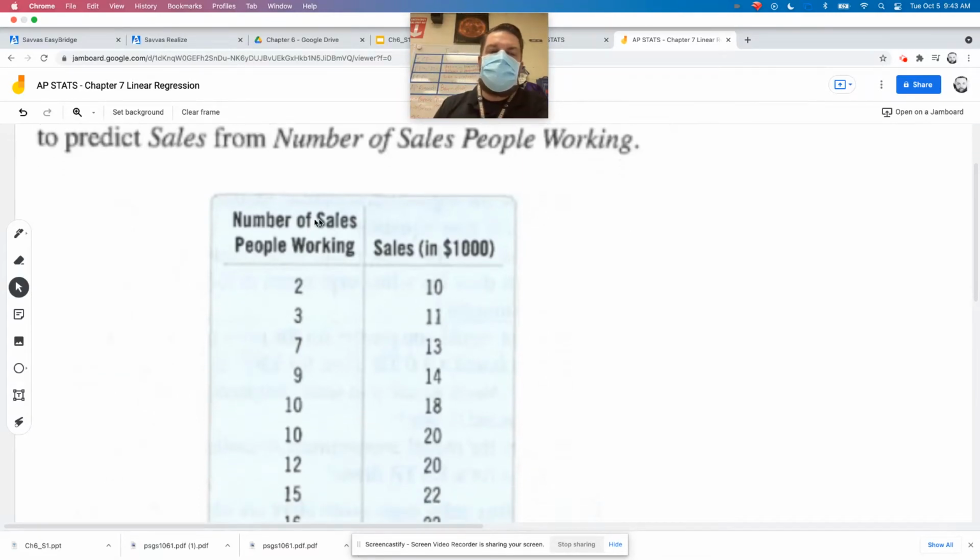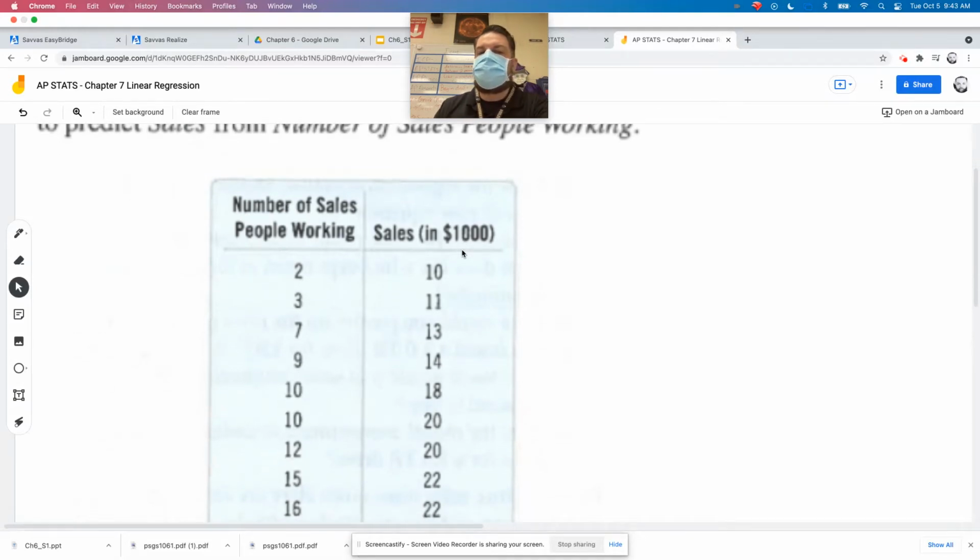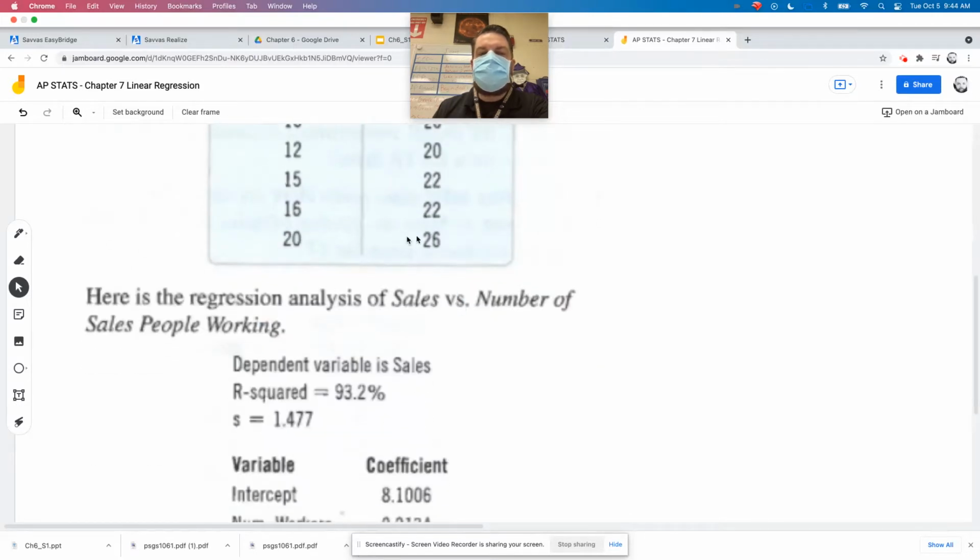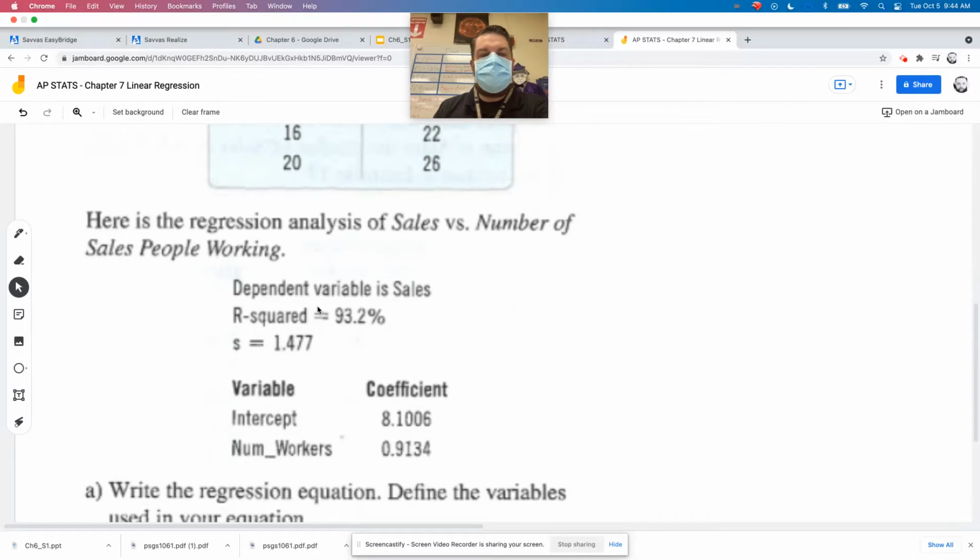And so the data we have here is the number of salespeople working and then the sales in thousands. So when 2 people are working, you get 10,000 in sales. When 3 people are working, you get 11,000. When 20 people are working, you get 26,000. So the math is already done for us. Basically, it says the regression analysis shows that R squared is 93.2%. That's pretty strong.